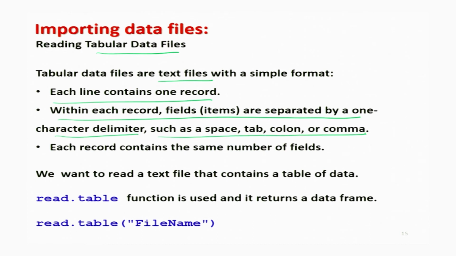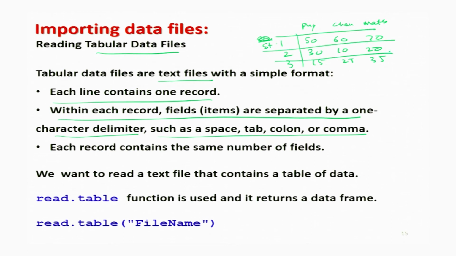That's all. For example, if I have to write down the marks of my students, I can write something like 50, 60, 70, then 30, 10 and 20, then 15, 25, 35. I would also write physics, chemistry and maths as the column names, and then student 1, student 2, student 3 like this. So every row indicates a record, and every record has the same fields. Each record contains the same number of fields. For example, every student has values in 3 different fields, that is physics, chemistry and maths.